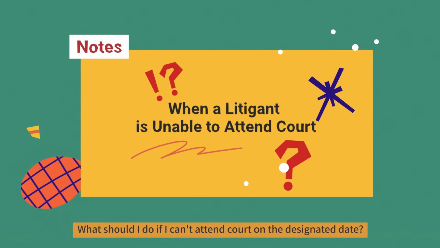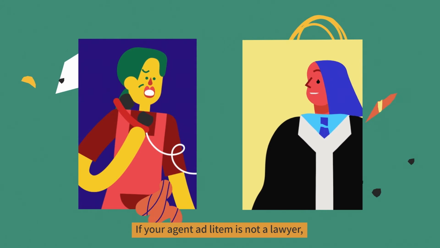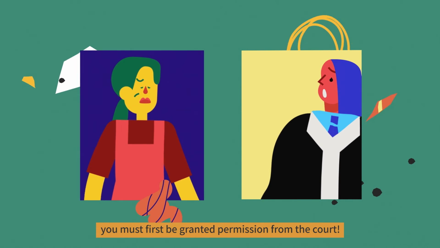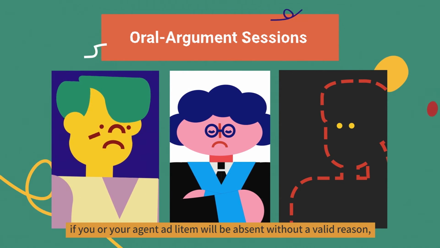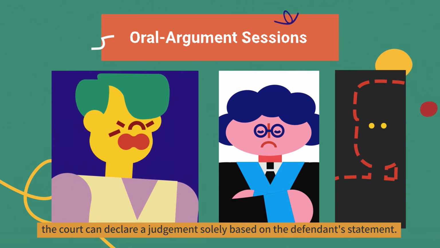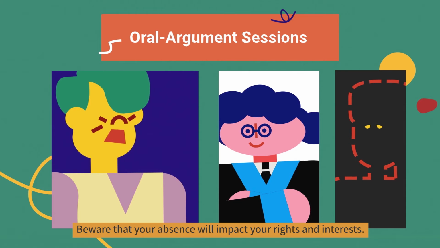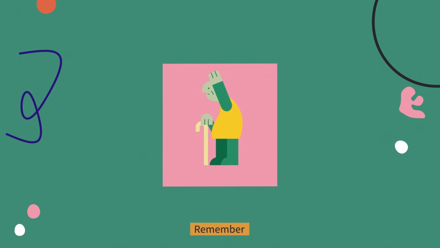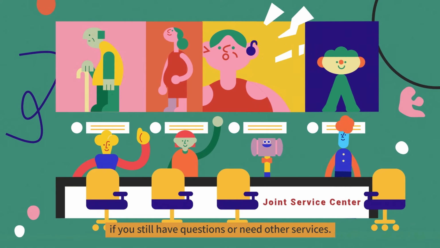What should I do if I can't attend court on the designated date? You can appoint an agent. If your agent ad litem is not a lawyer, you must first be granted permission from the court. When you receive notification of the oral argument session from the court, if you or your agent ad litem will be absent without a valid reason, the court can declare a judgment solely based on the defendant's statement. Be aware that your absence will impact your rights and interests. Remember, feel free to contact the Court Service Center at any court if you still have questions or need other services.